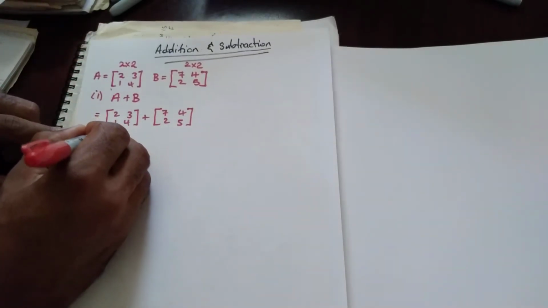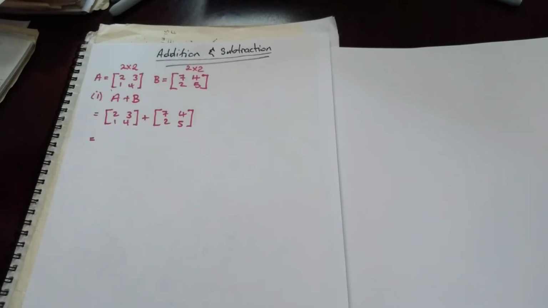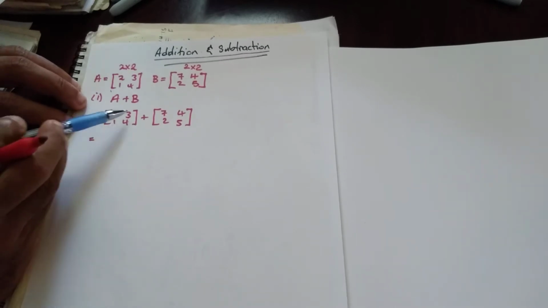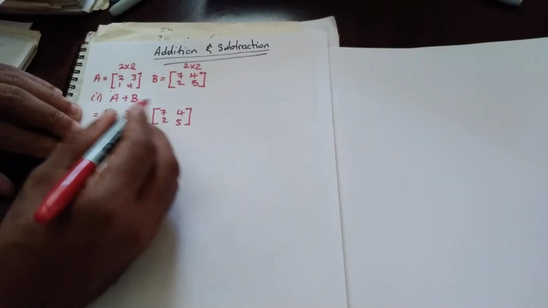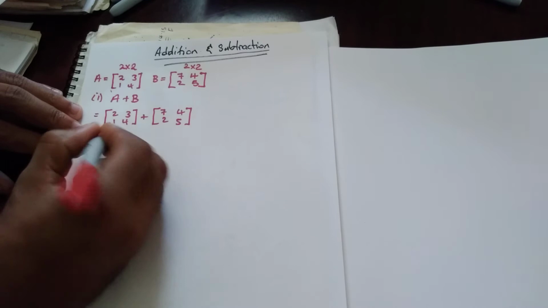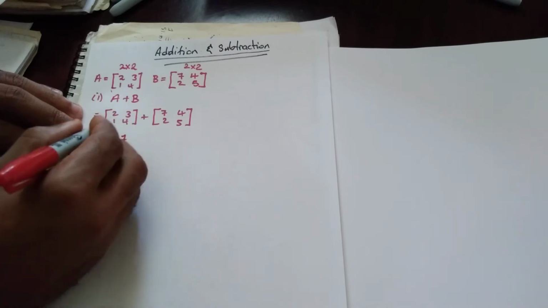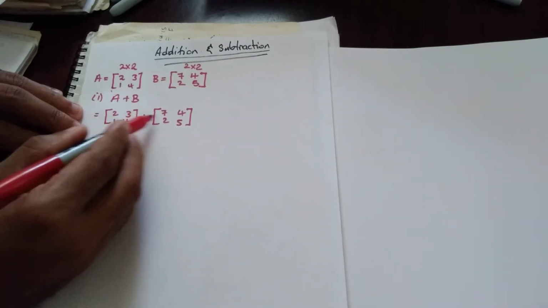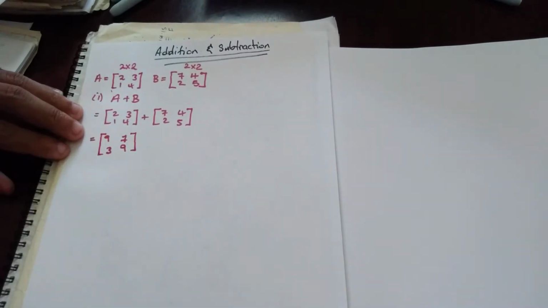So when adding matrices, we add the corresponding values. So this is a, this is b, this is c, this is d. And this is a, b, c, d. So we're going to add a with a, b with b, c with c, d with d. So we have 2 plus 7, that's 9. 3 plus 4, that's 7. 1 plus 2, that's 3. 4 plus 5, that's 9. And if you realize, we put them back in the same position that we took them from. So that would be the result for A plus B.